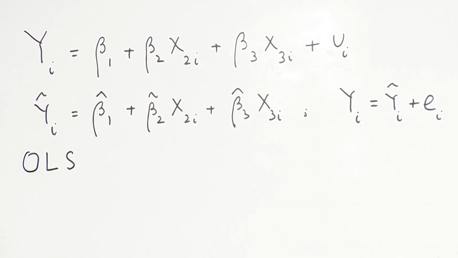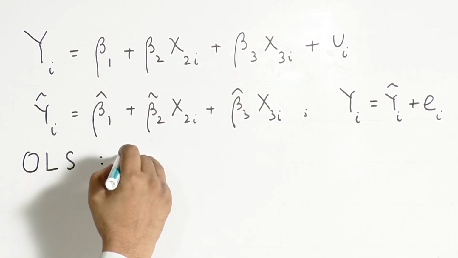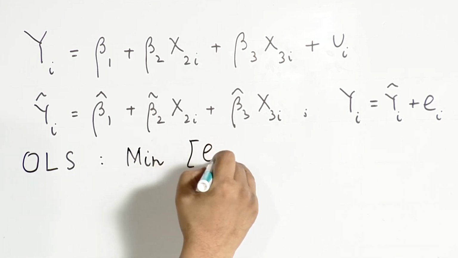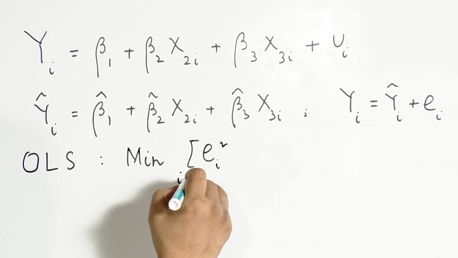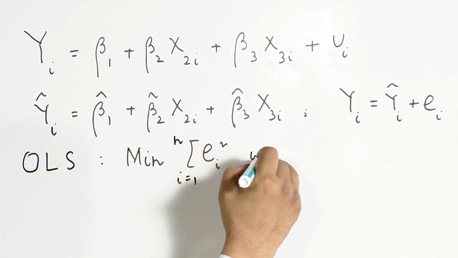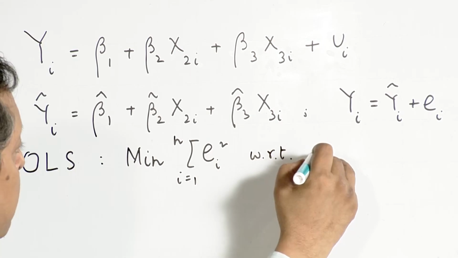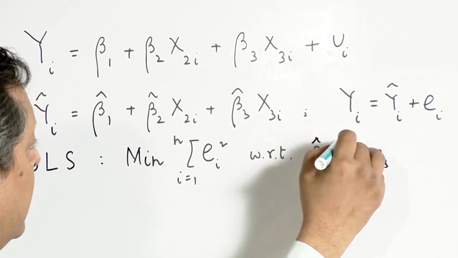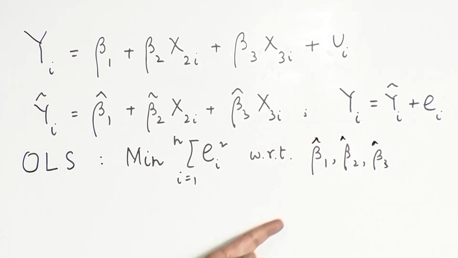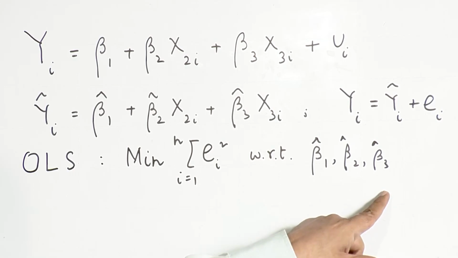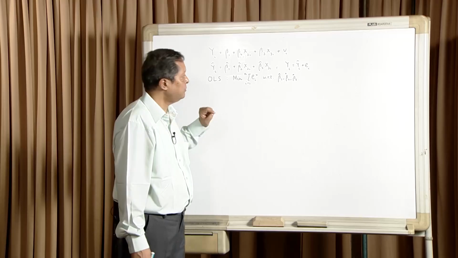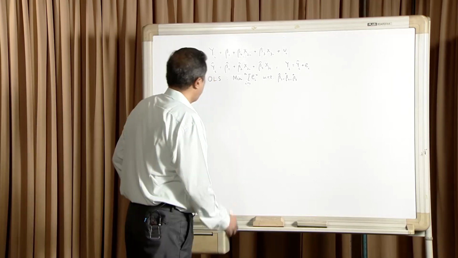So, what exactly is this? Here we minimize the sum of square of errors with respect to beta 1 hat, beta 2 hat and beta 3 hat. So, we choose beta 1 hat, beta 2 hat and beta 3 hat in such a way that the sum of squares of the errors of estimation is minimized. Let us go further into it.